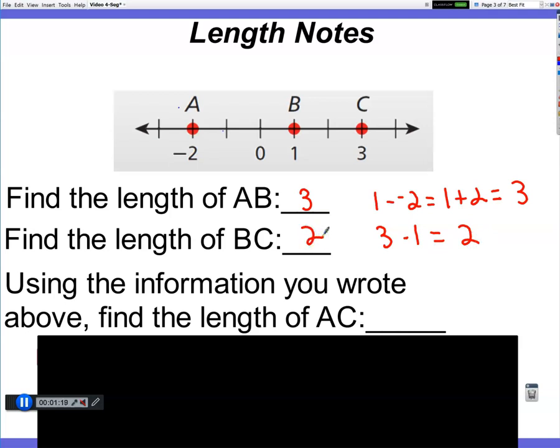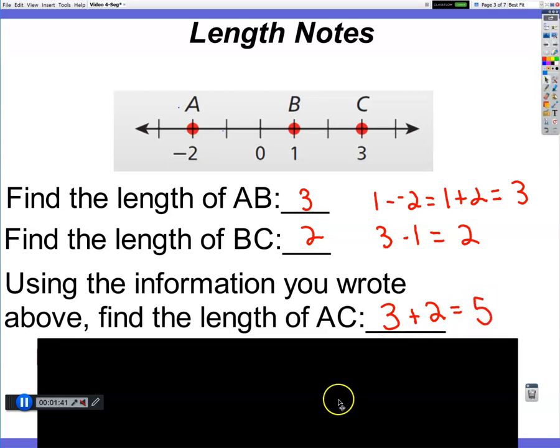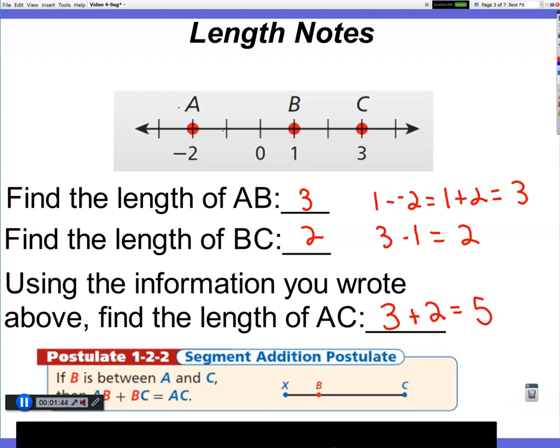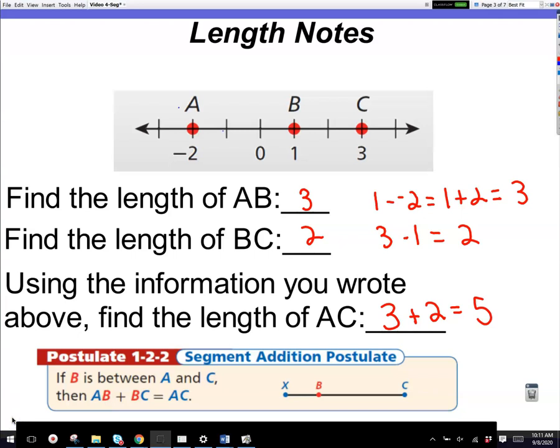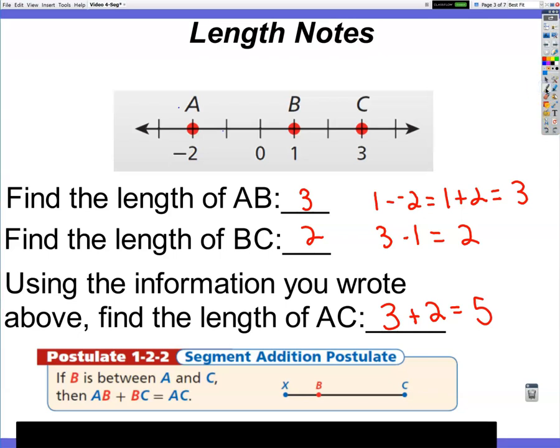Now, using the information that I collected above, how could I find the length of AC? Well, B is right in between A and C. I know that AB was 3, and then I know that BC was 2, so I can add these guys up, and I get 5. And this leads us to our segment addition postulate. If B is between A and C, then AB plus BC equals AC every single time. And so basically the two little pieces will add up to the whole. That's how I like to say it.